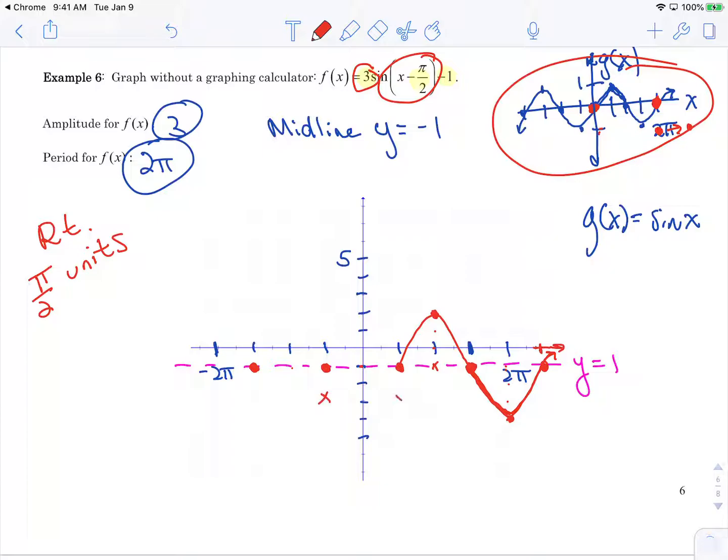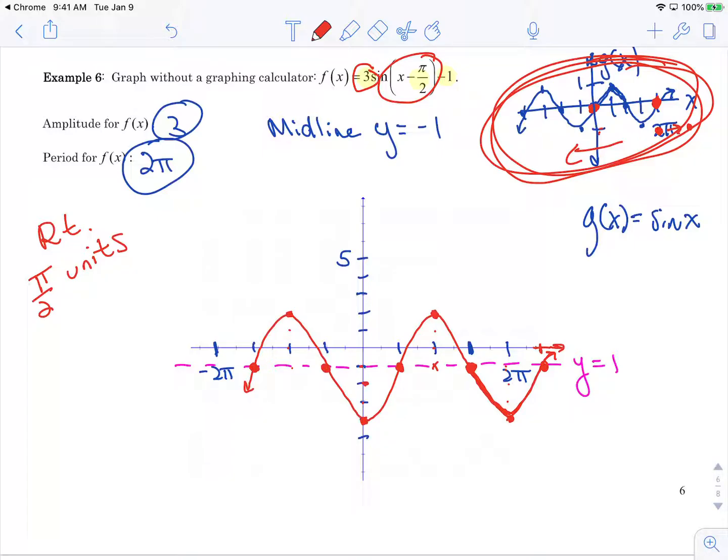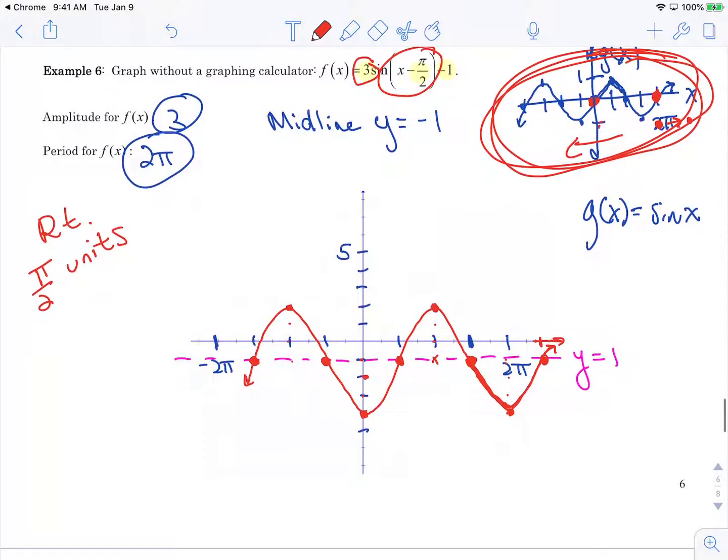Halfway between here and here, again, just because I know what the sine curve looks like, if I'm going in this direction, I'm going to have a low point. So I have to go 1, 2, 3 below. And then halfway between here and here, I'm going to have a high point. So 1, 2, 3. Get rid of this, get rid of this. And so I'm going to continue. And there's 2 full periods of this transformed graph.